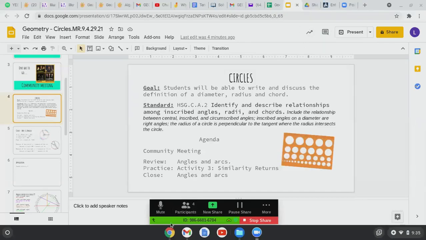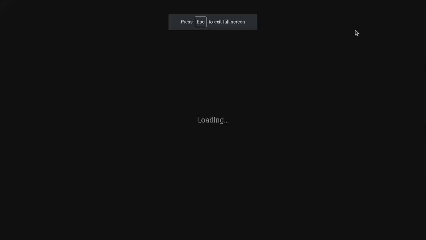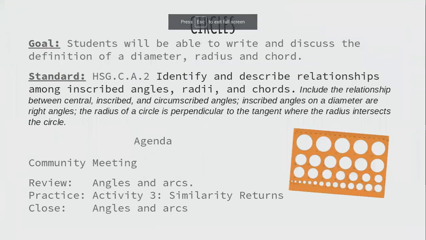Okay, because today you all are going to apply what you've learned. So again, we're writing about and discussing the definition of a diameter, radius, and chords, and we're identifying the relationships among them. So we know that inscribed angles are made up of two chords, while central angles are made up of two radii. So we've also talked about central angles and inscribed angles. So we are going to apply them today.